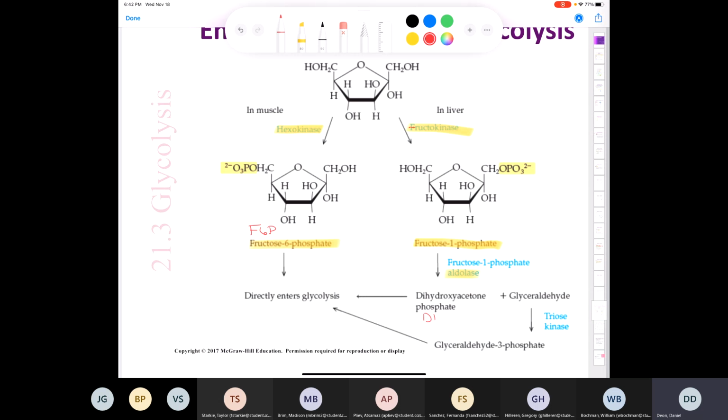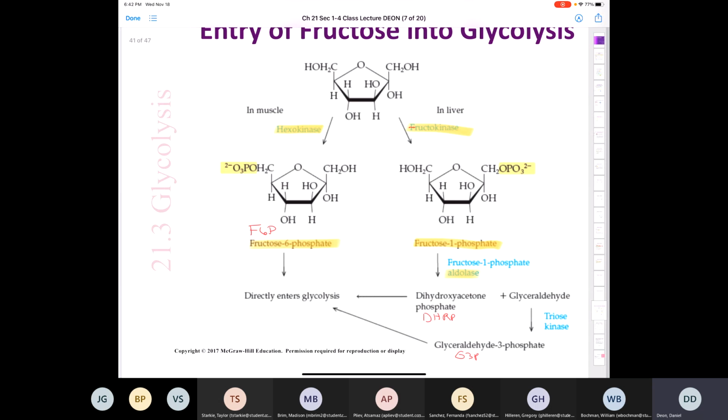Everybody knows what that is, right? And then it gets converted into glyceraldehyde, which undergoes phosphorylation to give you G3P. And just like that, it ends up in glycolysis. Right? So that's what can happen with fructose.